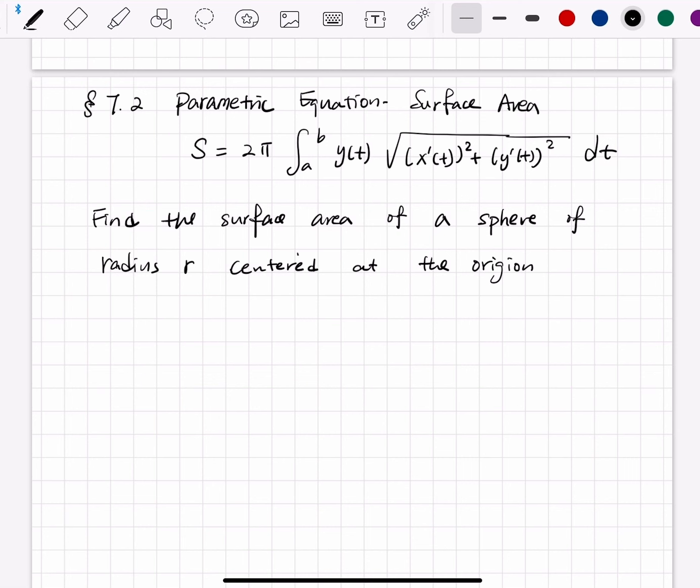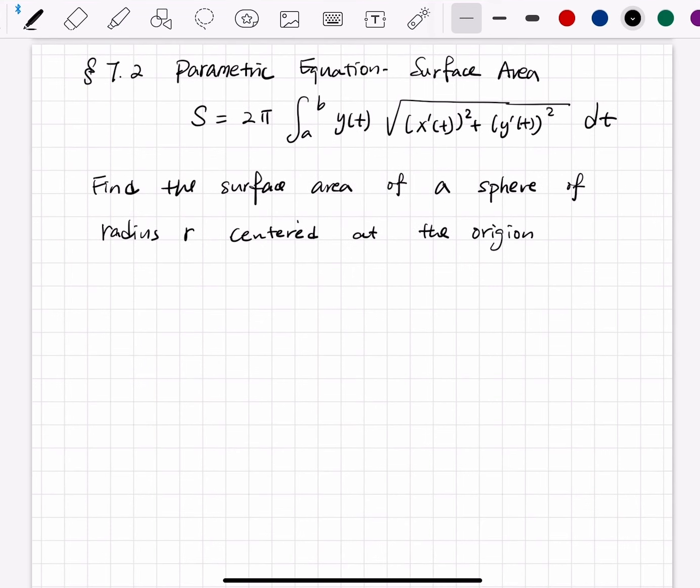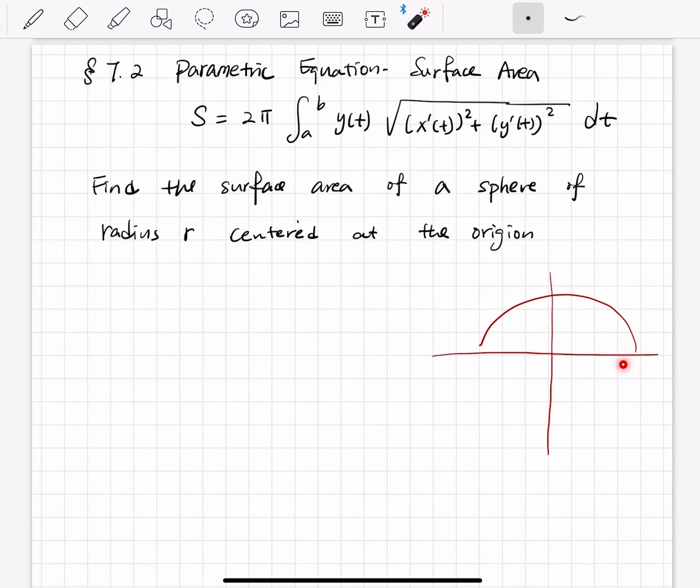We cannot really find the surface area of a three-dimensional object directly. But what we can do is think about a semicircle, and then I'm going to rotate this semicircle, so it will become a three-dimensional sphere.